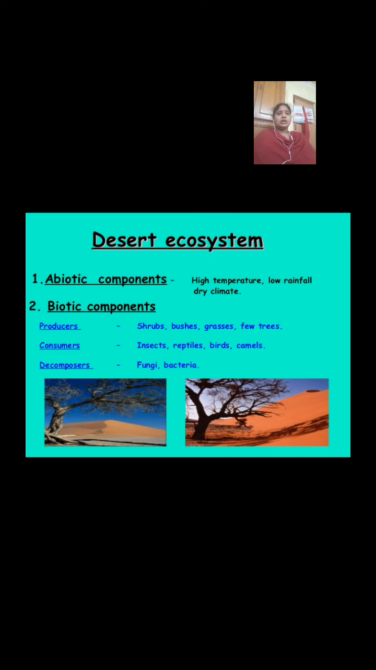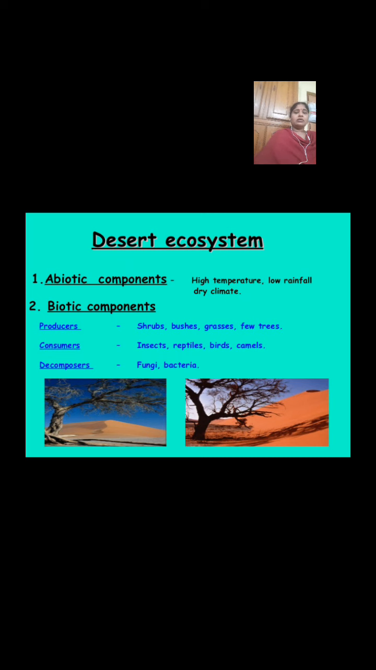So without these abiotic components, can living organisms live? It might be either the desert ecosystem or any other kind of ecosystem. Can we expect living organisms, that is biotic components, without abiotic components? No, we cannot. So abiotic components are very important for life to exist in a particular area.